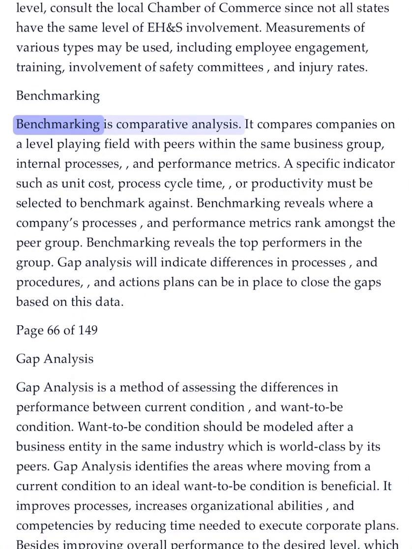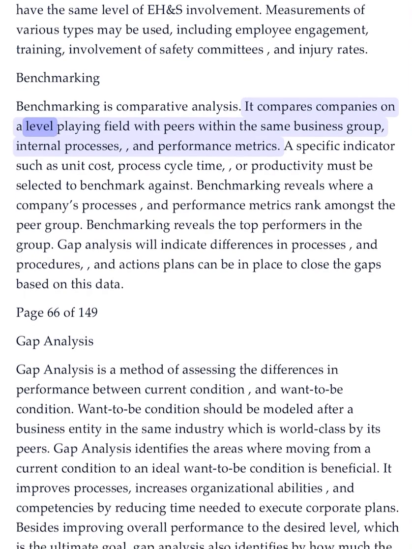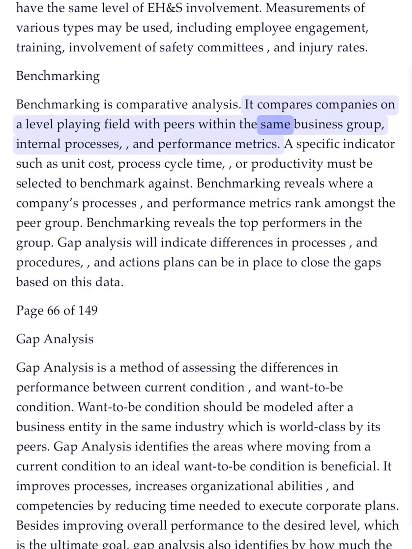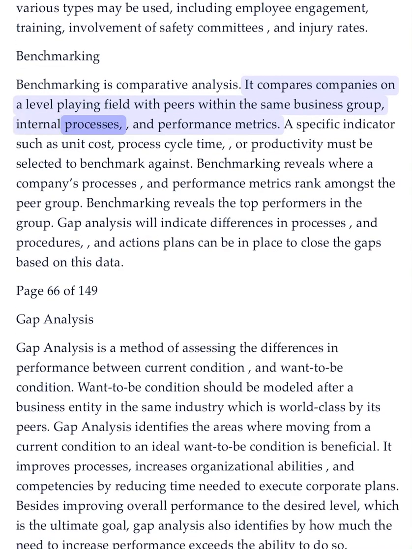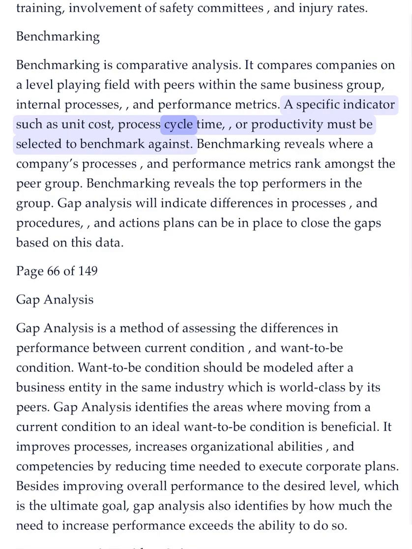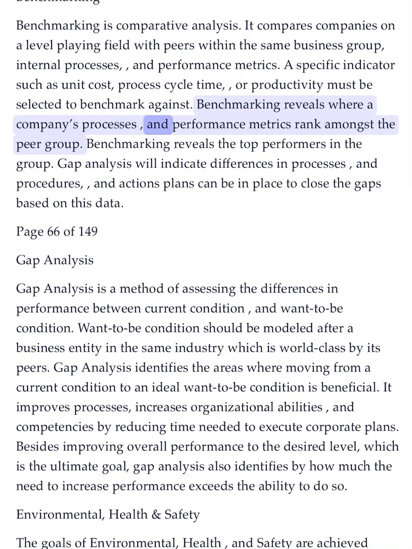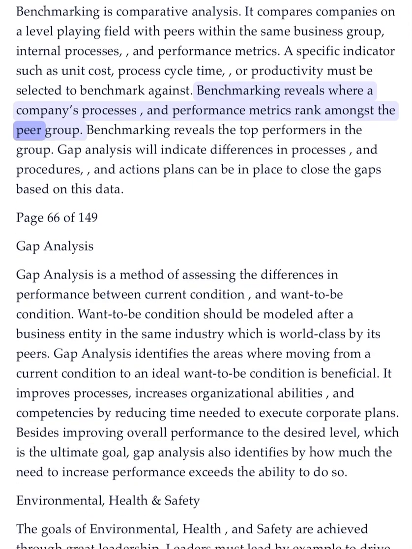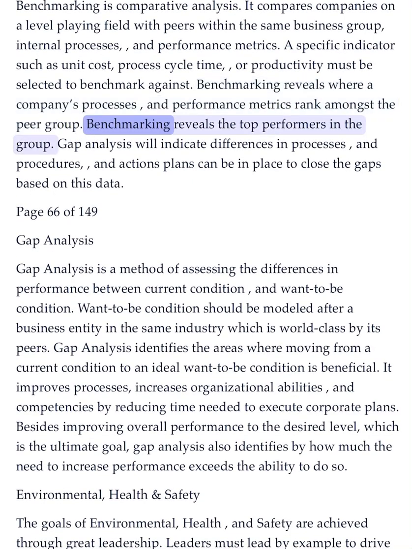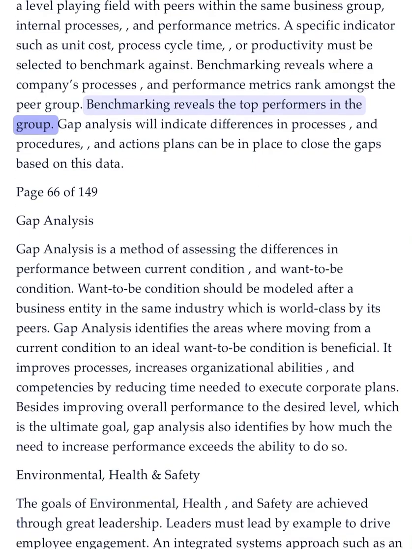Benchmarking. Benchmarking is comparative analysis. It compares companies on a level playing field with peers within the same business group, internal processes, and performance metrics. A specific indicator such as unit cost, process cycle time, or productivity must be selected to benchmark against. Benchmarking reveals where a company's processes and performance metrics rank amongst the peer group. Benchmarking reveals the top performers in the group.